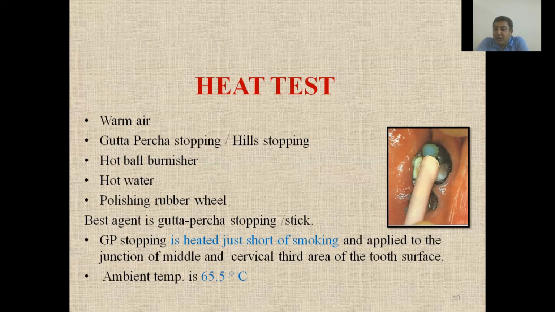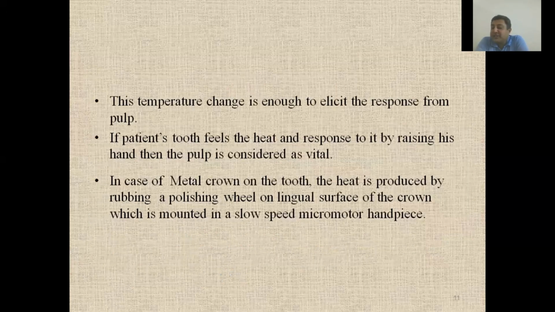Here on the right side, you can see a picture in which a white stick, known as gutta percha stopping or hill stopping, is being used for a pulp vitality test or heat test, and the temperature for this is 65.5 degrees Celsius. This temperature change is enough to elicit a response from the pulp. If the patient feels the heat response, he may raise his hand to indicate that heat sensation is being produced in this tooth. If the heat sensation is there, the pulp is considered vital.